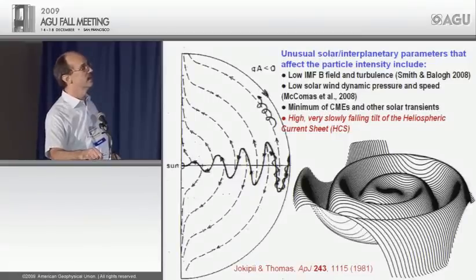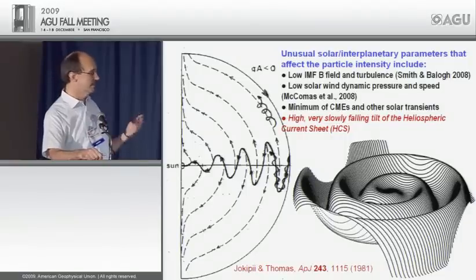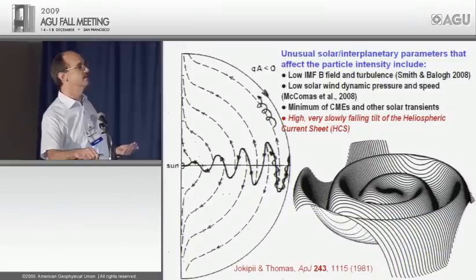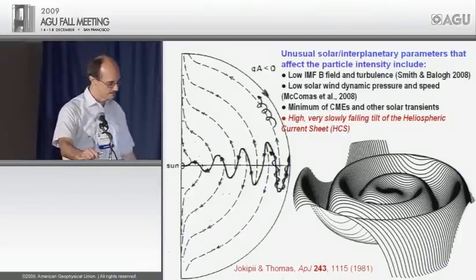I can't discuss all these things in the time available, but I will mention changes in the tilt of the heliospheric current sheet, partly because a lot of the work was done by our distinguished co-chair here. Jokipii and Thomas back in '81 pointed out that during A negative cycles, the drift direction of positively charged particles into the inner heliosphere is along the heliospheric current sheet. It's reversed during A negative cycles. They come in from the poles, go out along the current sheet. And so the ease of access to the inner heliosphere depends on the tilt angle. The larger the tilt angle, the bigger the amplitude of this wiggle that gets generated, the longer the path length, the more difficult it is for particles to get in.